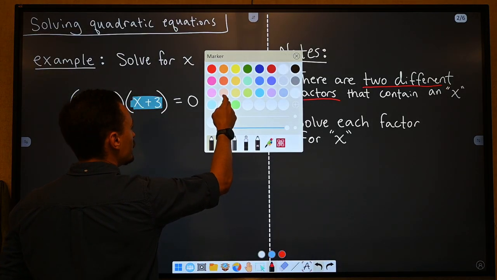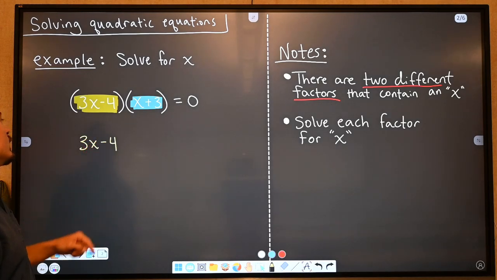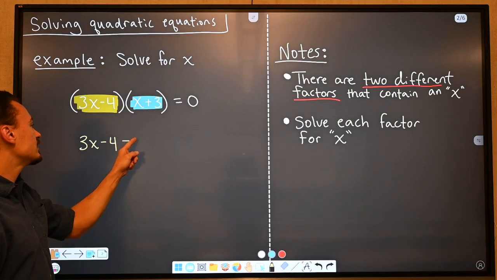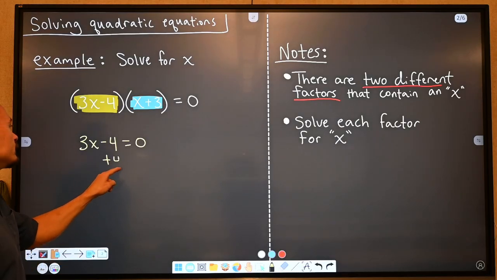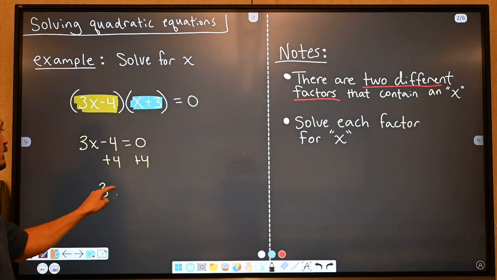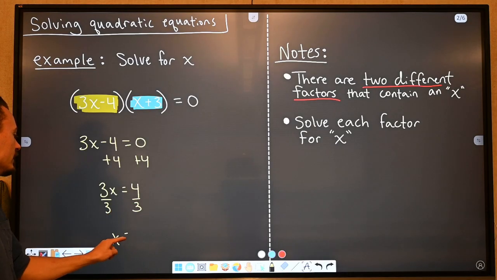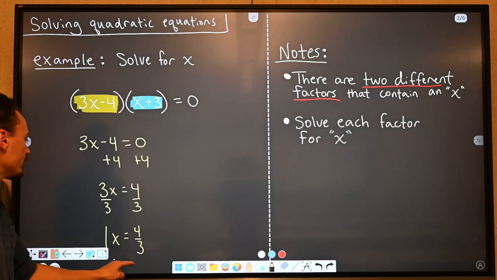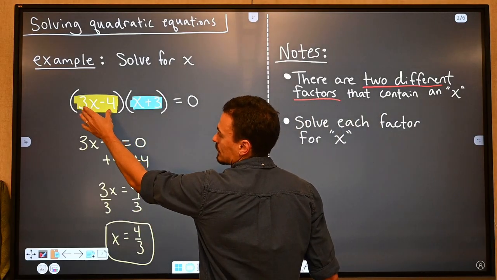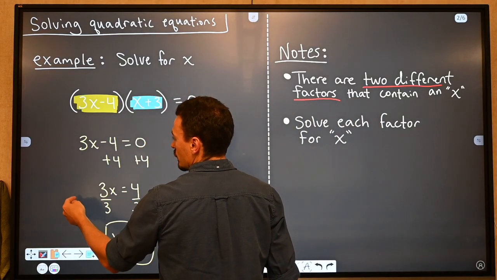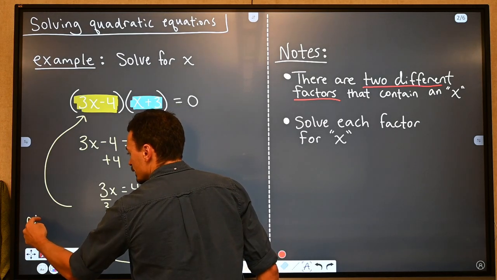I'll do the first one in yellow. What we need to do is we need to solve that specific factor for x. Okay? So we'll add 4. Divide by 3. You get x equals 4 over 3. Okay, now, if the x is 4 over 3, that makes this 0. Okay, so this makes the inside 0.